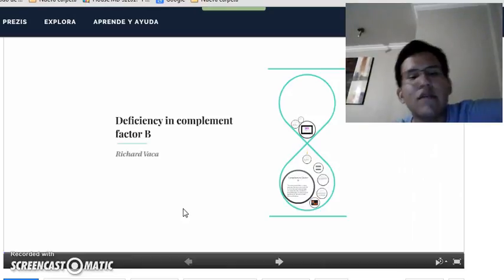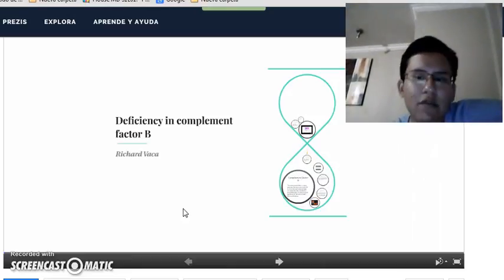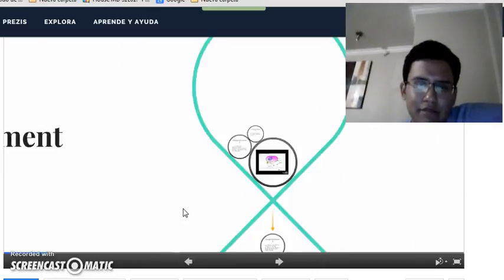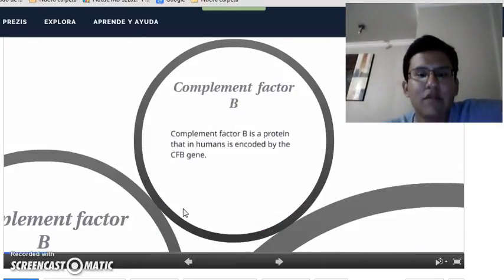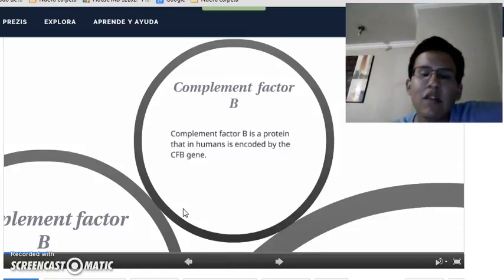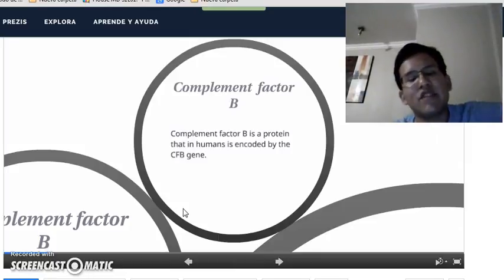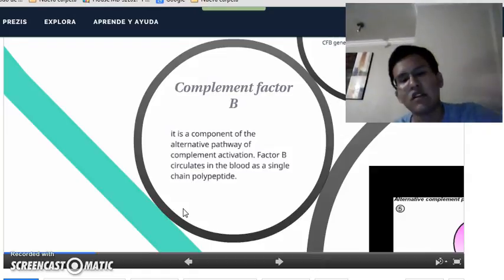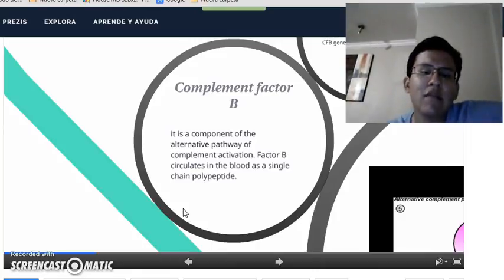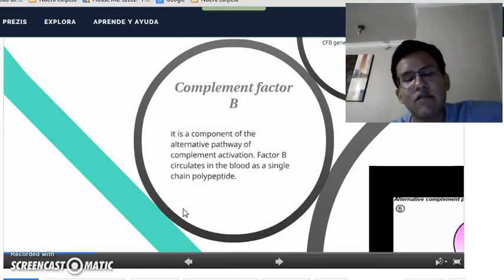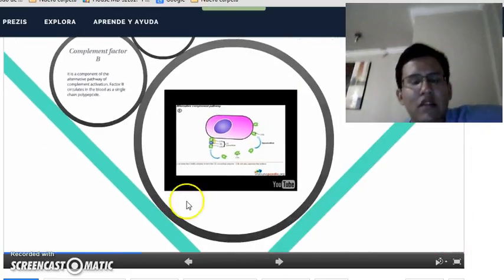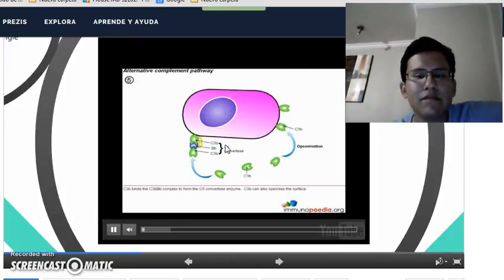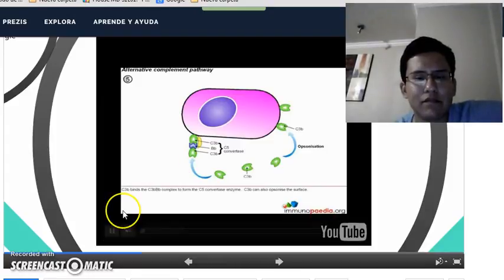Next video, I'm gonna talk about deficiency in complement factor B. Complement factor B is a protein that in humans is encoded by the CFB gene. Complement factor B is a component of the alternative pathway of the complement activation. Factor B circulates in the blood as a single chain polypeptide. Now, about the alternative pathway.